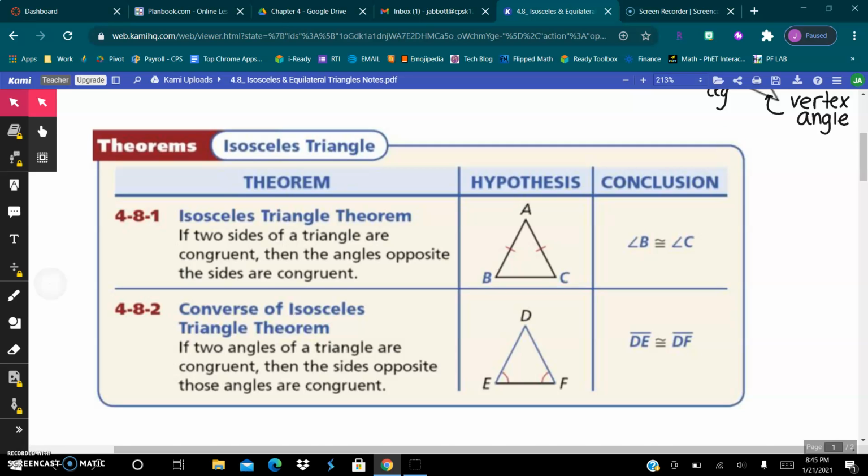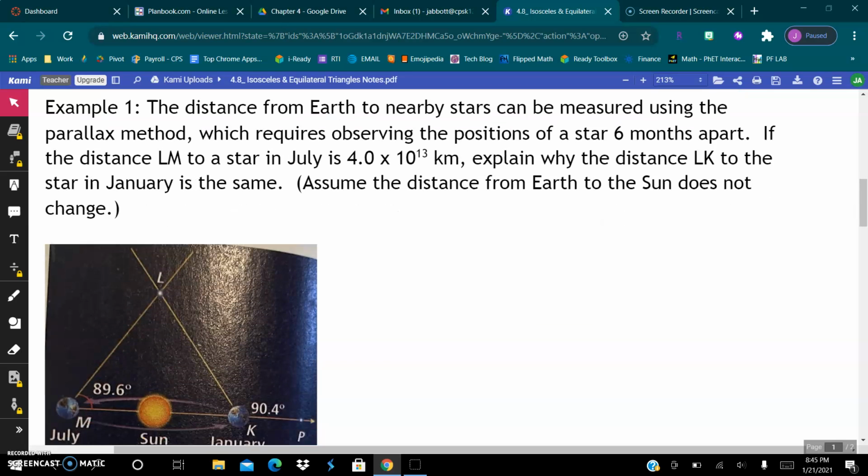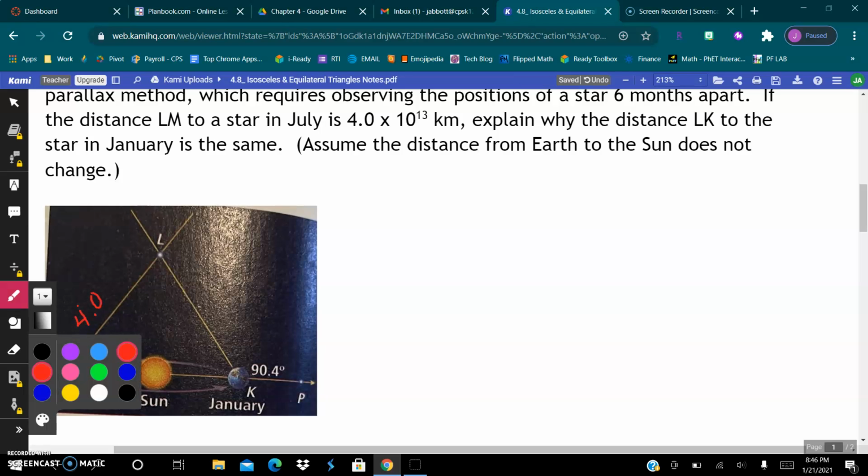So for example 1 here, it says the distance from Earth to nearby stars can be measured using the parallax method, which requires observing the positions of a star 6 months apart. If the distance, which is LM, to a star in July is 4.0 times 10 to the 13th kilometers, explain why the distance LK to the star in January is the same. And you're going to assume the distance from Earth to the sun does not change. So this side over here is 4.0 times 10 to the 13th.